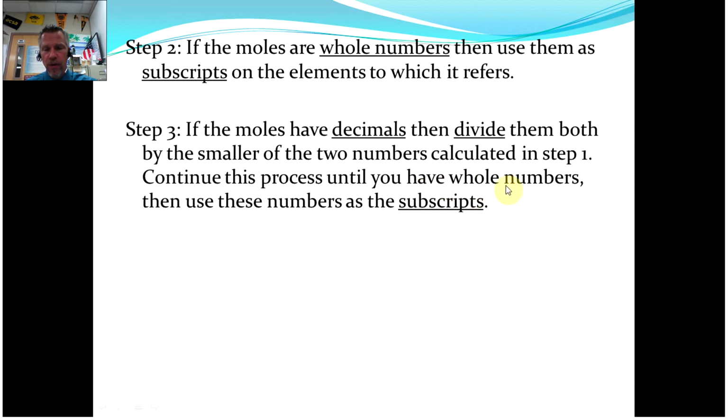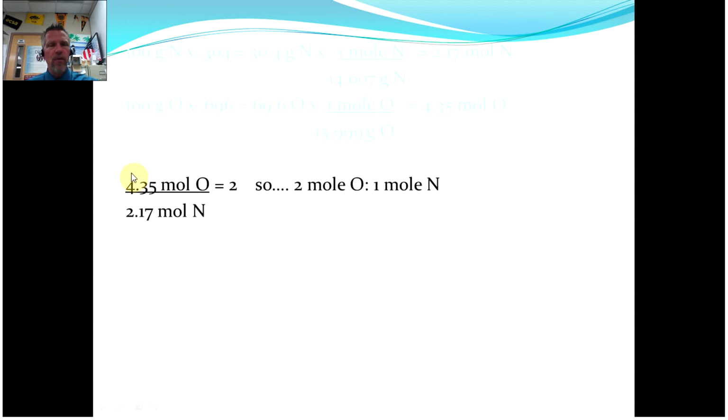That's a sort of math trick for converting things into whole numbers. Then we can use those as subscripts. So let's see how that plays out. Remember, there was 4.35 moles of oxygen and 2.17 moles of nitrogen. 2.17 is smaller than 4.35, so as I said, we're going to divide each of them by the smallest of them, which means we put 4.35 moles of oxygen over 2.17, and if you do that division, you get 2, which is a whole number.